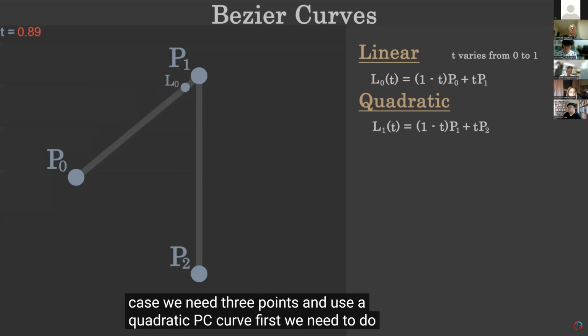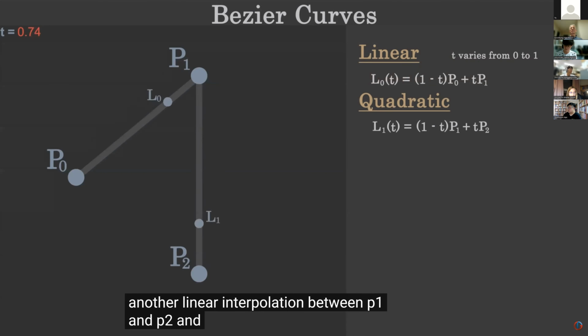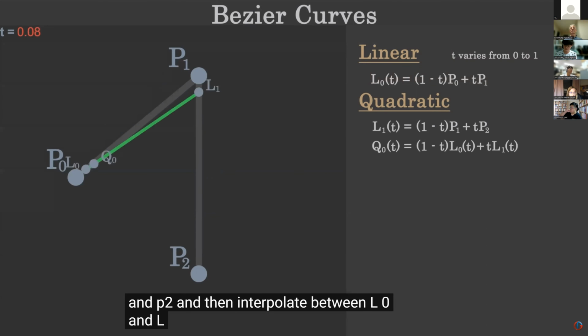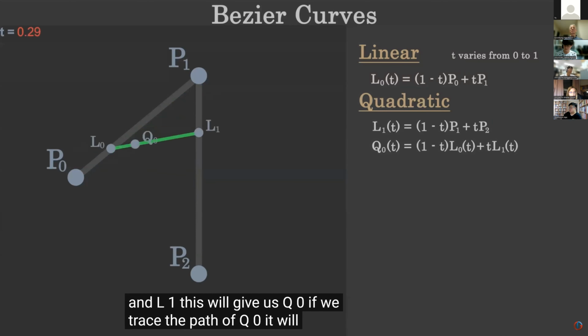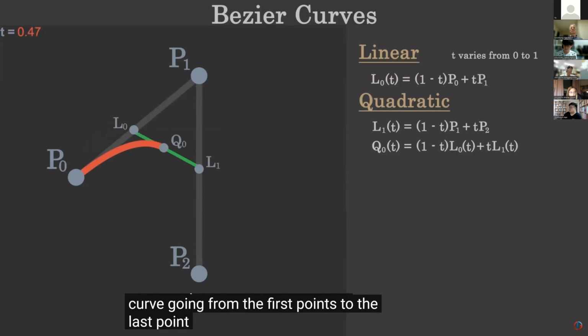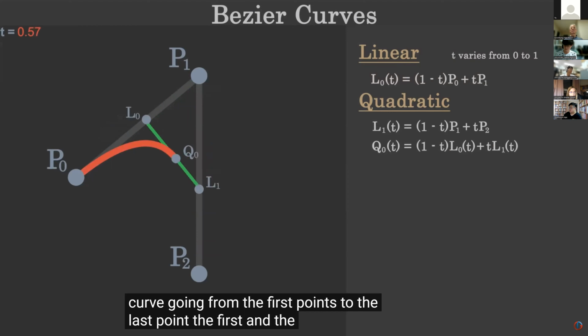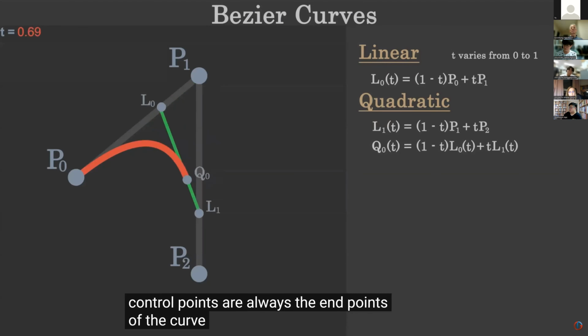First, we need to do another linear interpolation between P1 and P2, and then interpolate between L0 and L1. This will give us Q0. If we trace the path of Q0, it will show a curve going from the first point to the last point. The first and the last control points are always the end points of the curve.